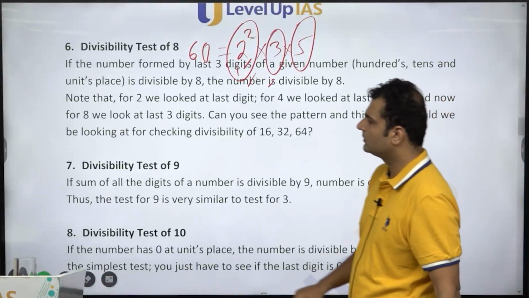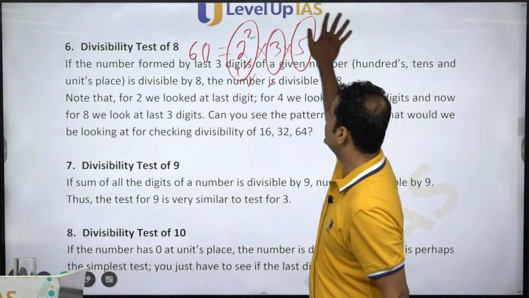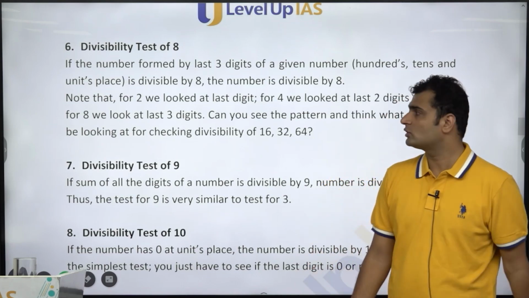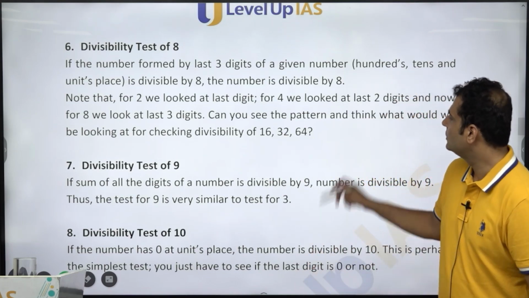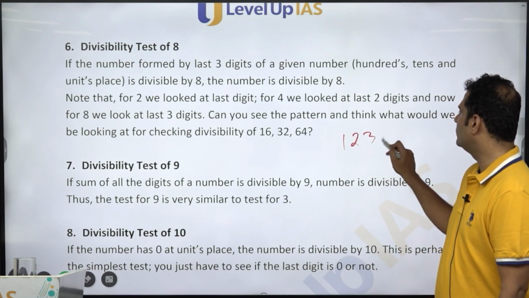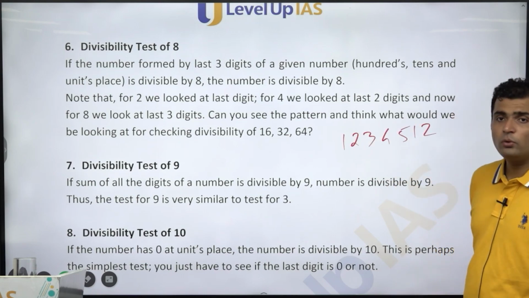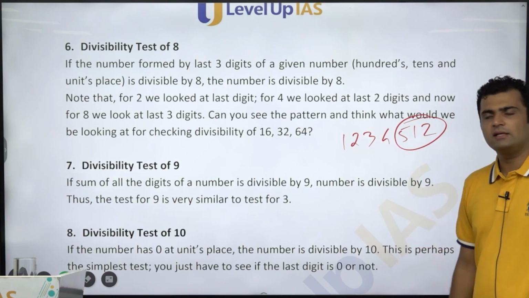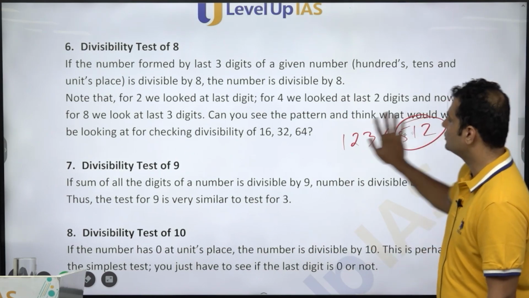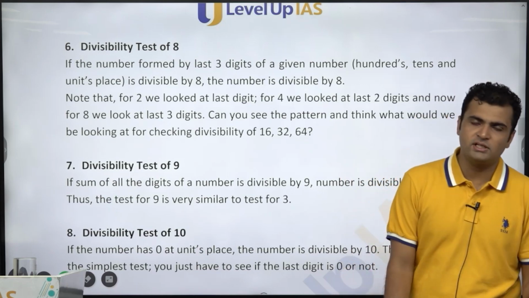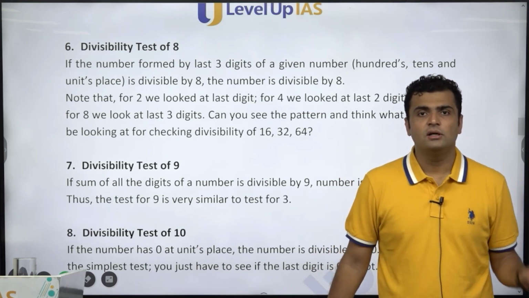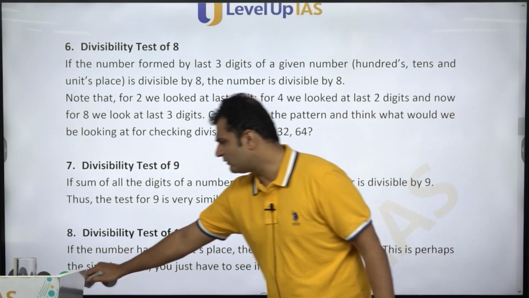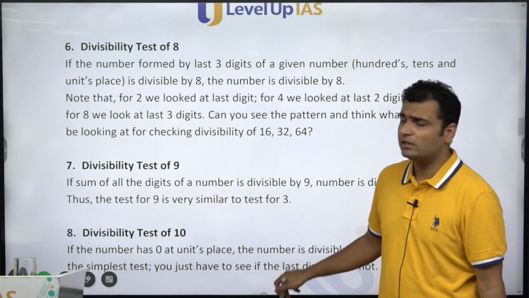Test of 8. Test of 8 is just like test of 4. टेस्ट ऑफ 4 के लिए हम लोग लास्ट 2 डिजिट देखते थे, टेस्ट ऑफ 8 के लिए हम लास्ट 3 डिजिट देखेंगे. तो मतलब 1 2 3 4 5 1 2. So what do we do? We just check, is this 512 divisible by 8? If the answer is yes, then number is divisible by 8. That is all. Test of 9 is same as test of 3. Sum of the digits need to be divisible by 9. Test of 10: एंड में 0 होना चाहिए, दैट इज टेस्ट ऑफ 10.